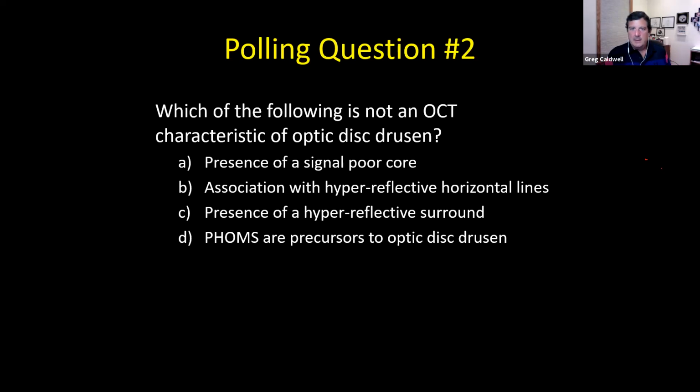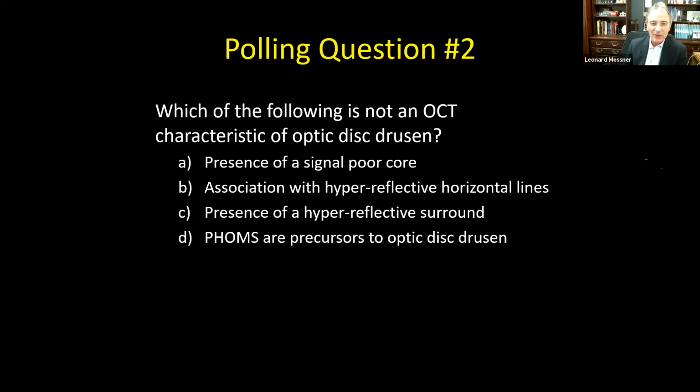Everything's good. Okay, good. All right, I'm going to end the poll here. I'm going to share the results. And Len, you can see the results there, correct? Okay, great. Yeah, so we're doing well. The majority of you, or nearly the majority, jumped on the correct answer, which is D.